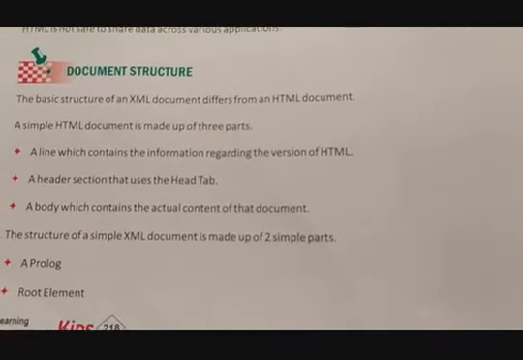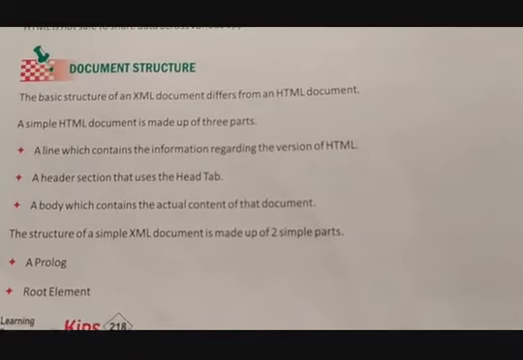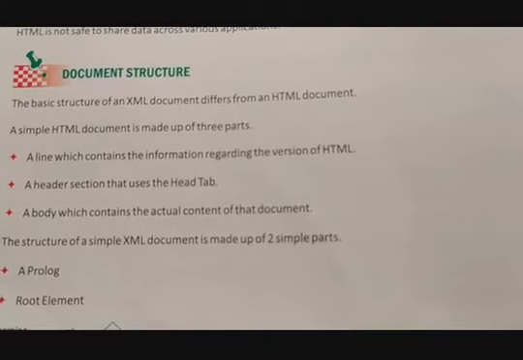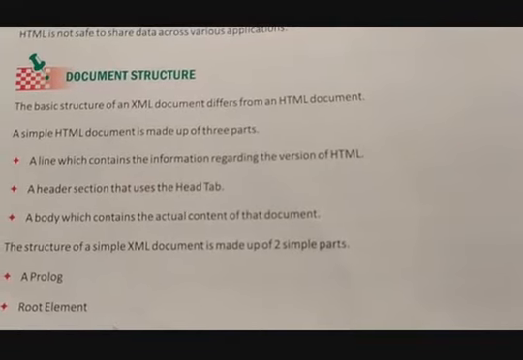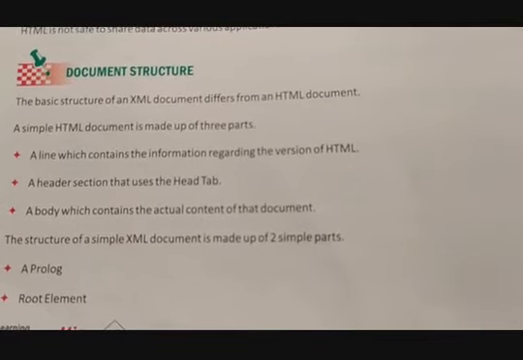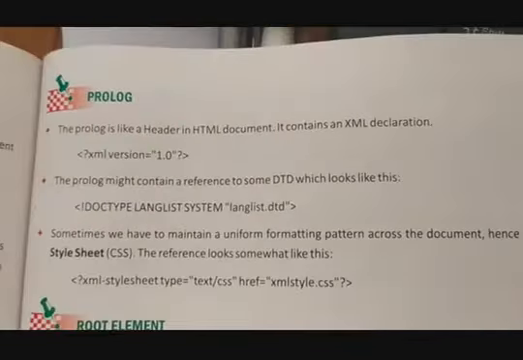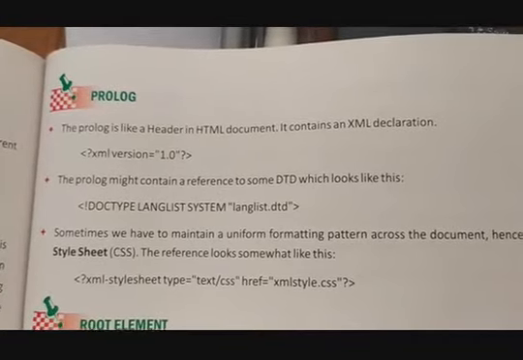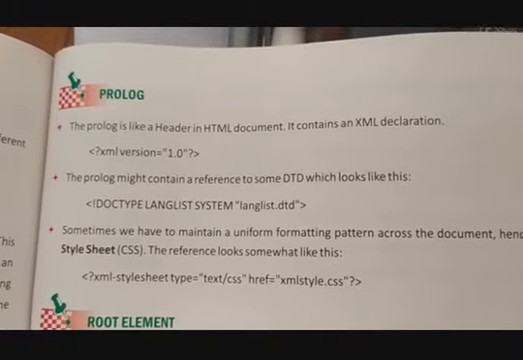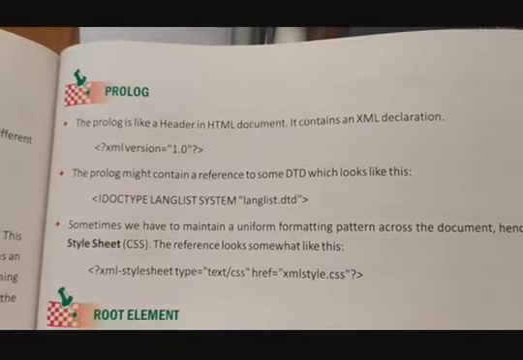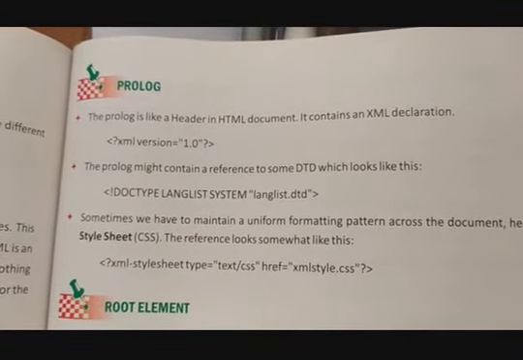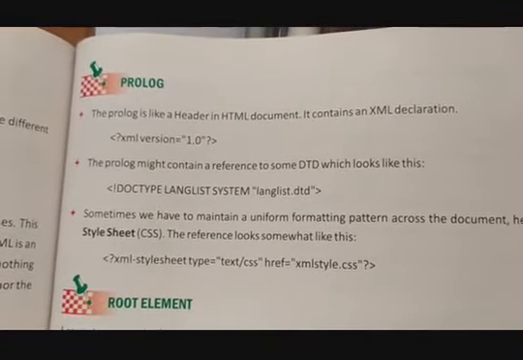But if we're talking about an XML document, the structure of a simple XML document is made up of only 2 simple parts, a prologue and a root element. So let me discuss one by one. What is a prologue? Students, the prologue is like a header in an HTML document. It contains an XML declaration. Yes, whenever you start your XML document, the first line is called the prologue. It acts as an XML header.